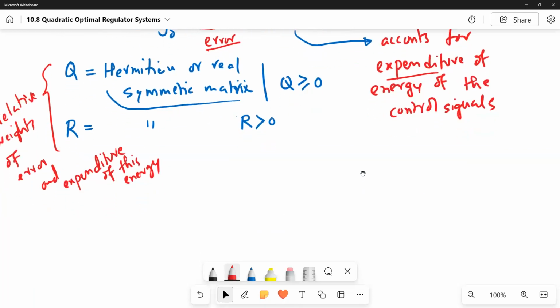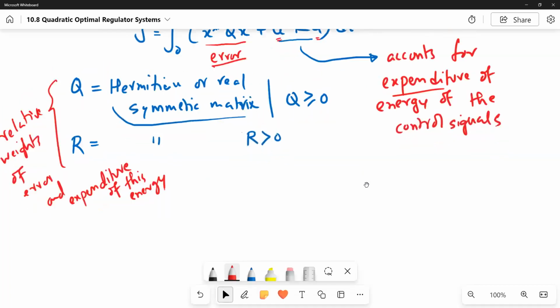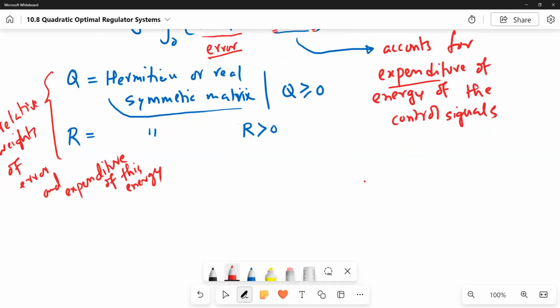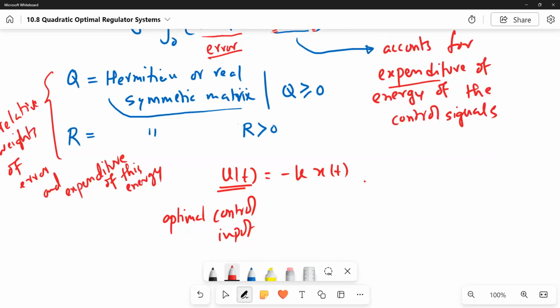So now let's figure out our problem at hand. Our problem is figuring out u, which is u(t) equals minus K x(t). This is what you have to figure out: the optimal control input, or simply the control signal. And x is already known. So our ultimate target is to determine the feedback gain.